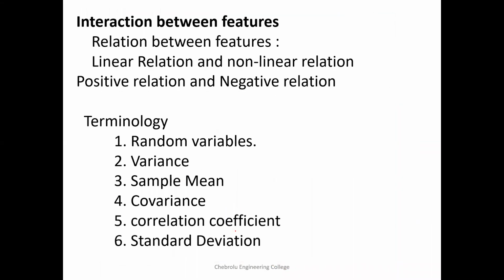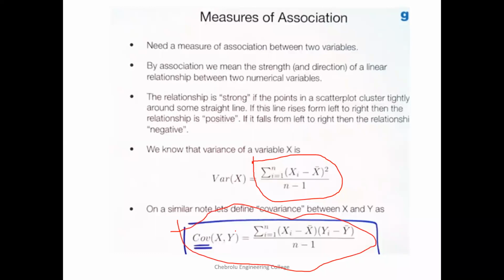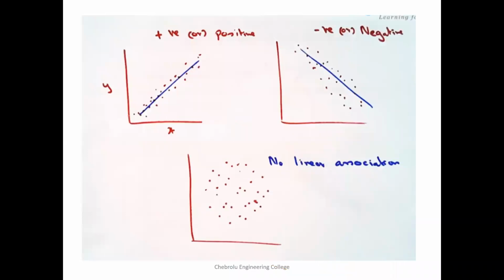So again, coming back to variance, sample mean, covariance, correlation, and standard deviation. Let us again see variance and covariance, and how it depends. We need a measure of association between two variables. By association, we mean the strength of a linear relationship between numerical variables. The relationship is strong if the points in a scatter plot cluster tightly around the straight line. Tightly clustered around the straight line is called a stronger relation.